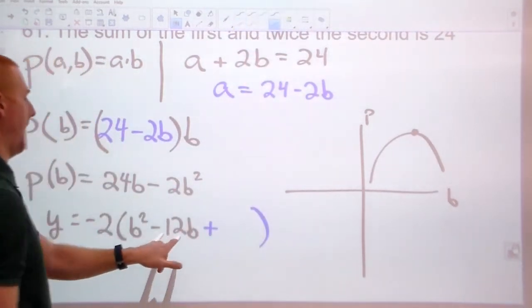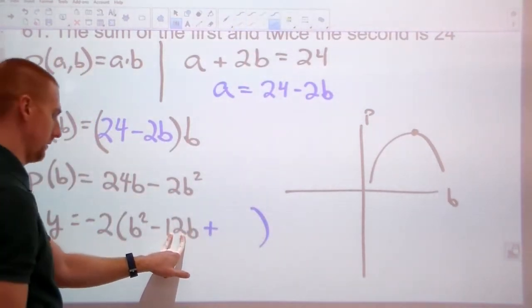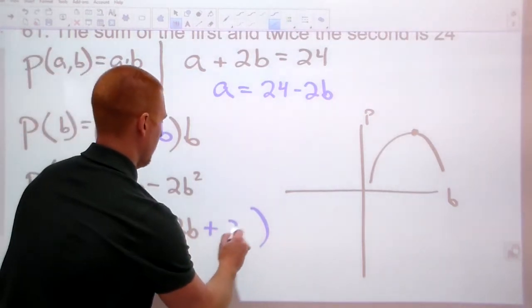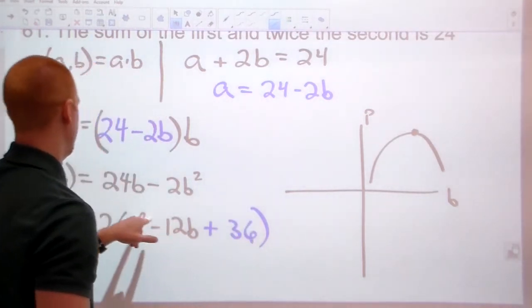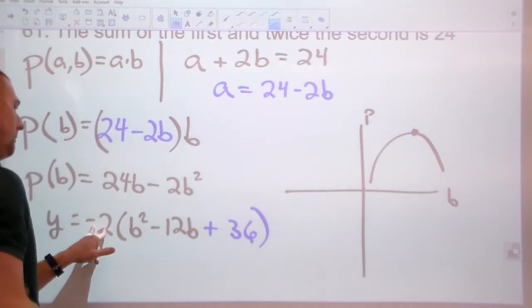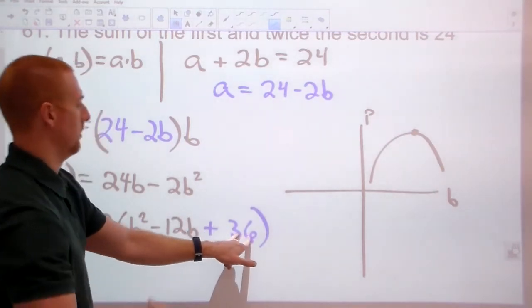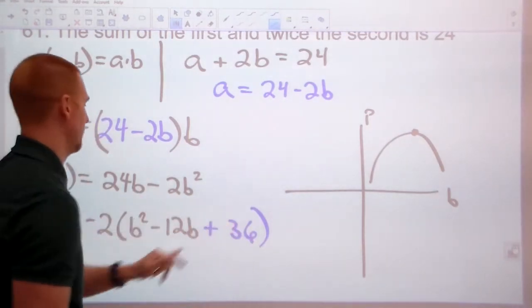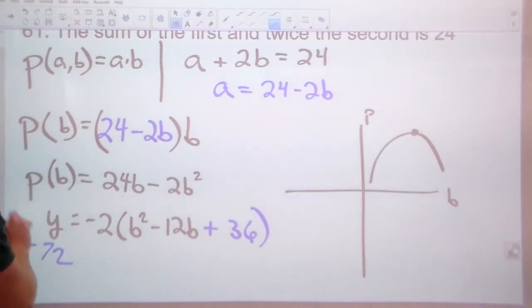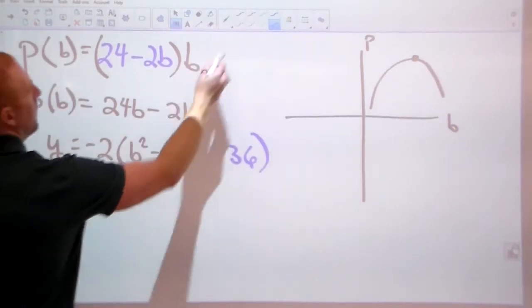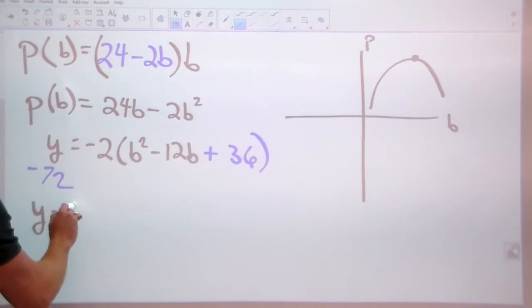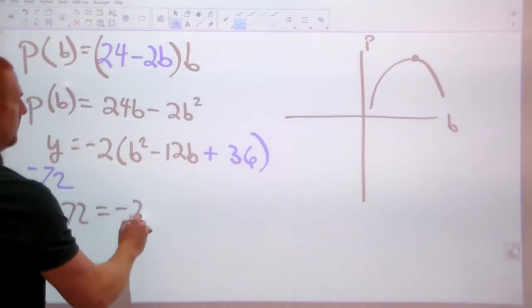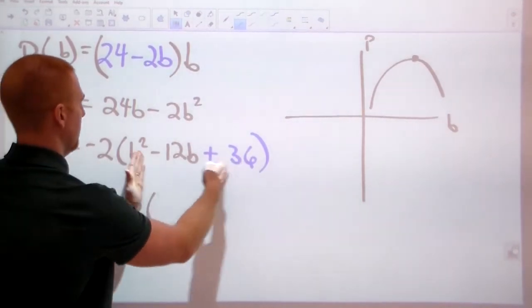Well, I would take half of 12 to get 6, and then square it, and that'd be 36. But technically there was a negative 2 out front, so technically I introduced a negative 72 to this side. So to balance it out, I'll do the same thing over here. So now we have y minus 72 is negative 2, and then I'm going to condense this back down.